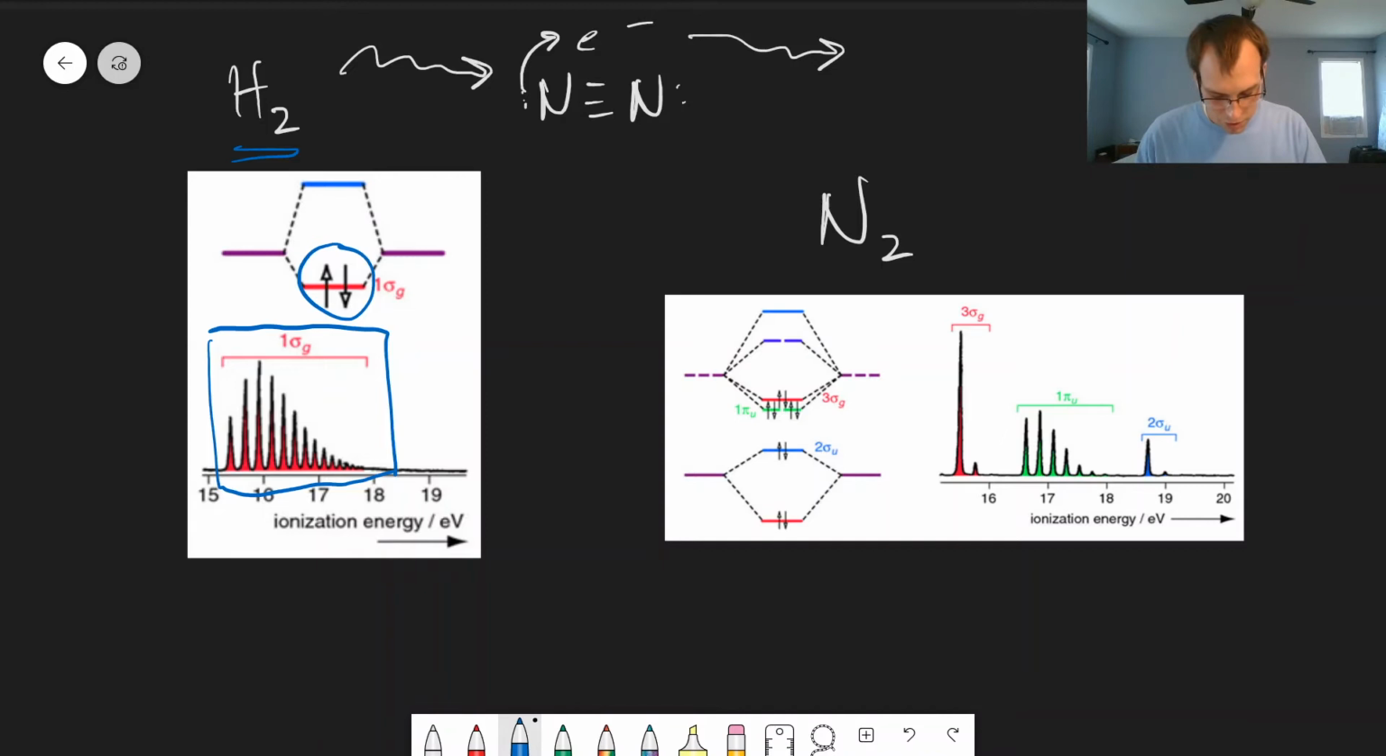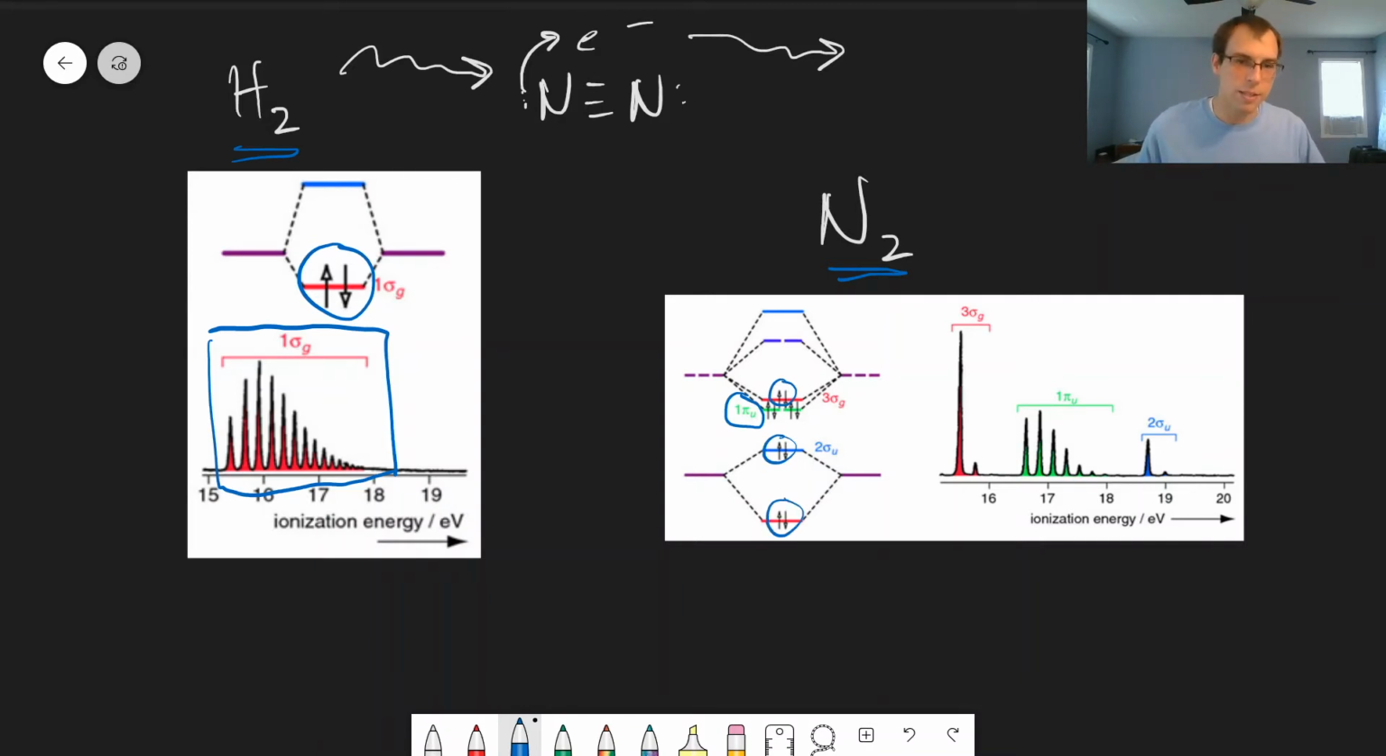When we look at nitrogen, of course, the bonding in nitrogen has more orbitals occupied. We have these occupied pi u orbitals, our pi bonding orbitals, as well as our sigma bonding orbital that's formed from the pz orbitals, as well as our two s orbitals. We have our bonding and anti-bonding down here.